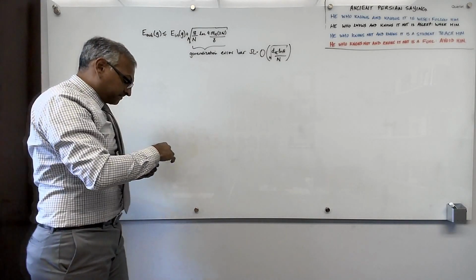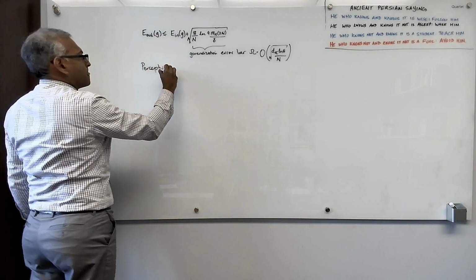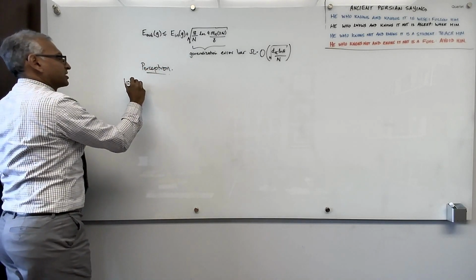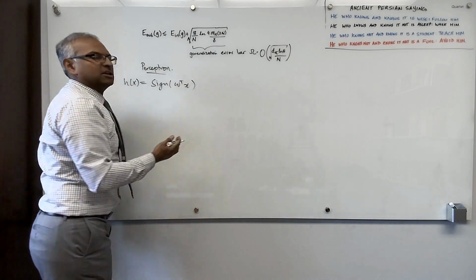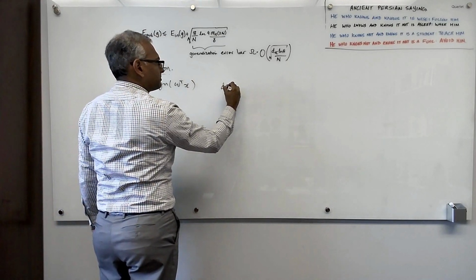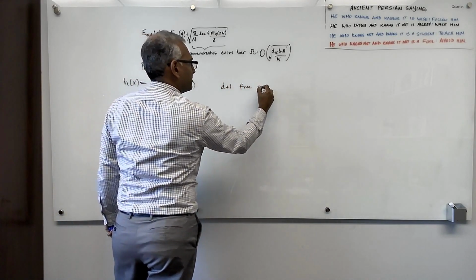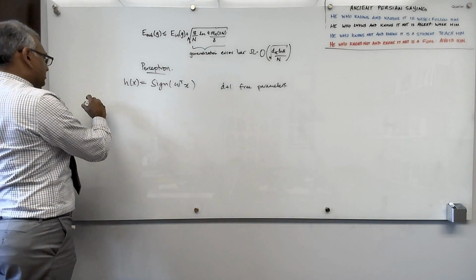So the perceptron. Remember, h of x is the sign of w transpose x. How many free parameters? You have w0, w1 to wd, so d plus 1 free parameters. And indeed, theorem.